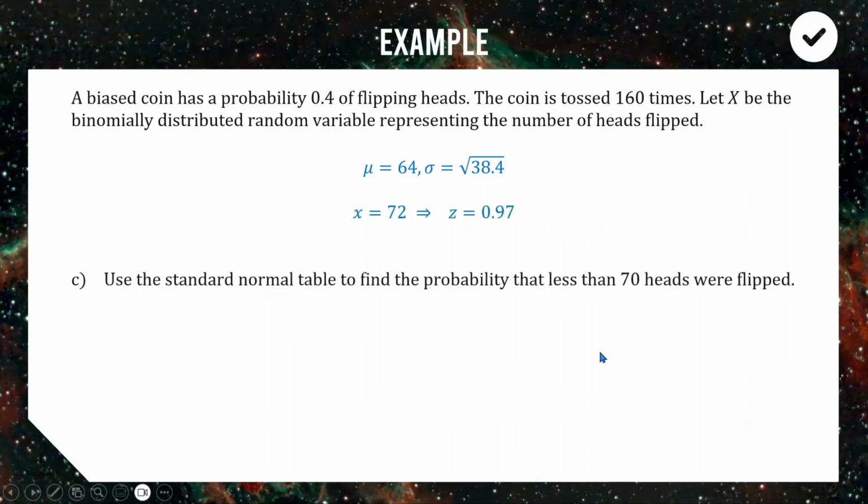Okay, so 0.97 now. Use the standard normal table to find the probability that less than 70 heads were flipped. This is becoming a pretty common part of Extension 1 mathematics exams. They get you to find some z-scores and then to find associated probabilities using a z-score table, which they provide in the exam. So I'll just run you through how to do that really quickly now with just a bit of really clever editing, because I'm really good at editing.